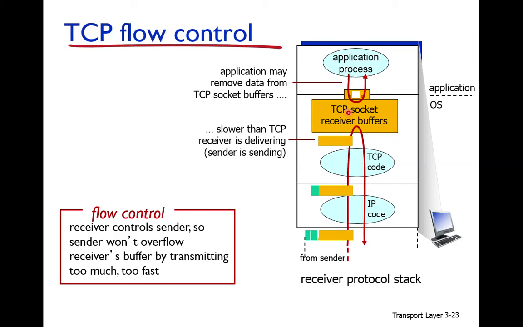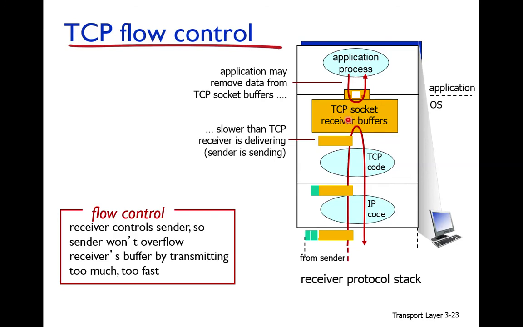Then they are stored in the TCP receiver buffer, and the application reads the data from the TCP receiver buffer. When the application reads the data from the receiver buffer, that space becomes idle in the receiver buffer. So if the data rate from the sender is greater than the rate at which the application process reads the data from the TCP socket, then some packets will be stored in the receiver buffer.